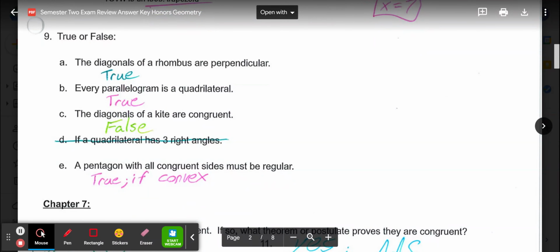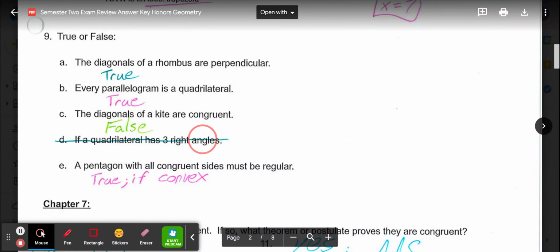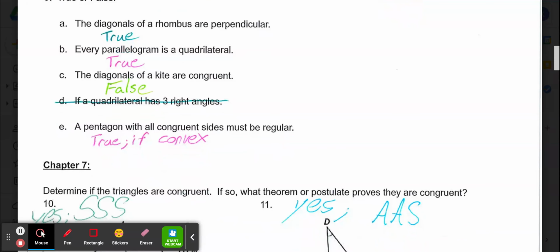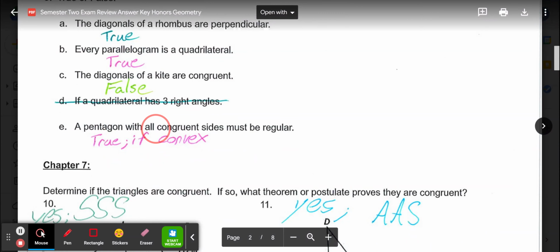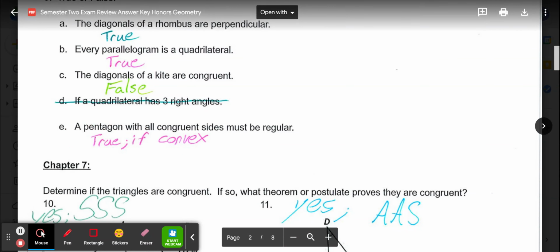9, A through E, true or false? Diagonals of a rhombus are perpendicular is true. Every parallelogram is a 4-sided quadrilateral, that's true. Diagonals of a kite are congruent is false. If a quadrilateral has 3 right angles, does not make sense, so cross that off. And in E, a pentagon with all congruent sides must be regular. If it is a convex pentagon, which is what I'm considering in this case, that would be true.